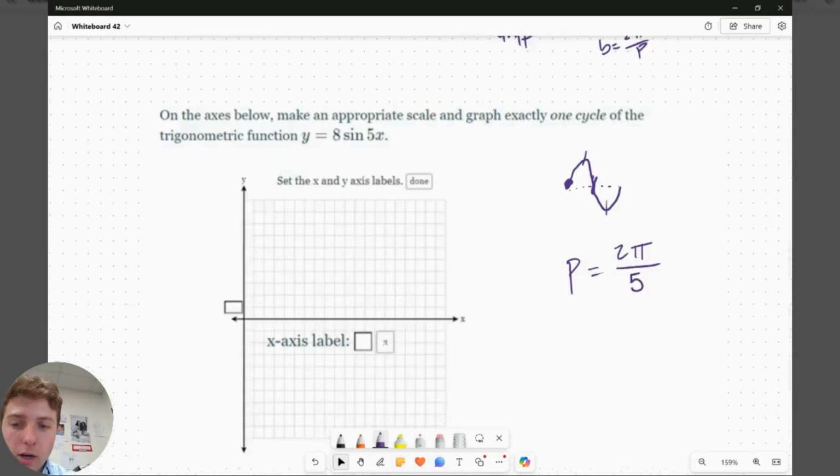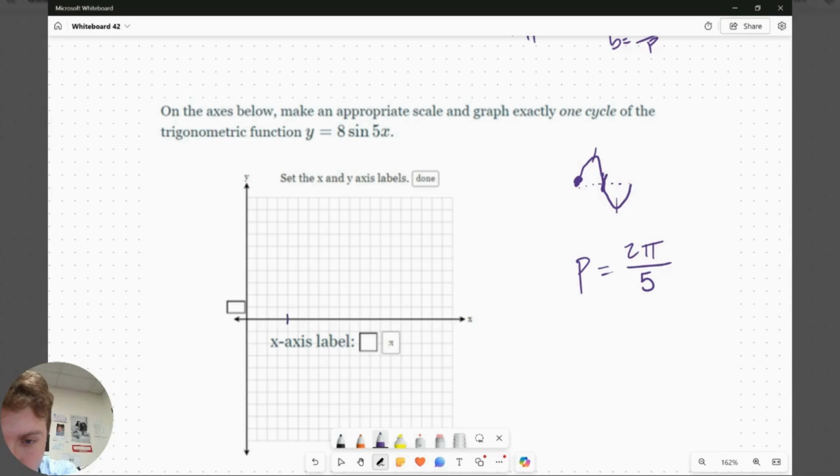So I'm going to say that our graph gets to right here. We're going to call this 2 pi fifths. That is our period. And here's the reason. We know this is a sine function. It starts at the midline. Notice there is no k value, so our midline is 0. So it starts at 0. We know the amplitude is 8 units, so my graph will go 8 units high and 8 units low from that spot. So maybe you count up 4, 8, that would be up here.